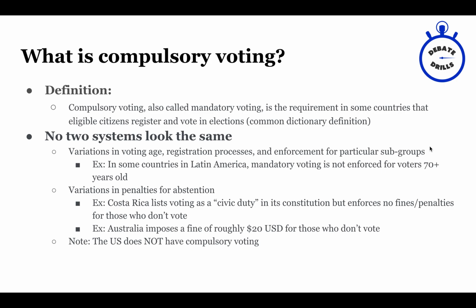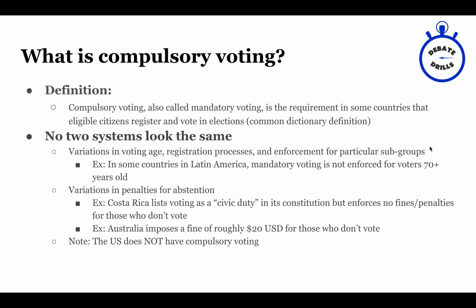But an important thing to note about systems of compulsory voting is that even when they do exist, no two systems look the same. Variations in voting age, registration processes, and enforcement for particular subgroups can look very different. An example of this is that in some countries in Latin America, mandatory voting is not enforced for voters who are 70 years old or older.